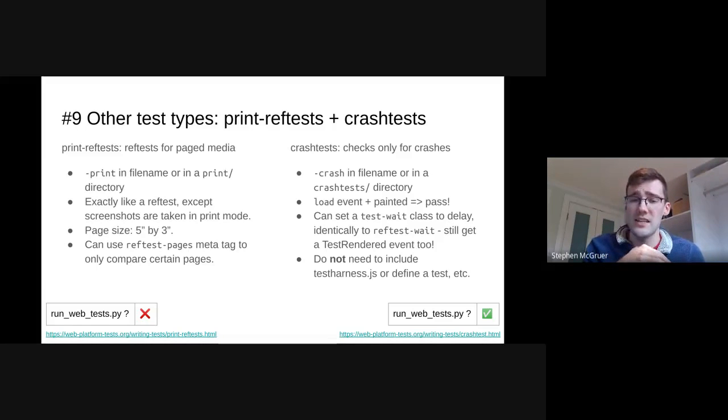You can set a test wait class to delay that is identical to ref test wait, but is called something different because consistency. Again, you get a test rendered event if you want to do anything with that. An important point here is you do not need to include testharness.js. You do not need to define a subtest. It's a very common thing we see. The only thing this test type cares about is do you crash or not. This one is supported in run web tests. Crash tests do work.